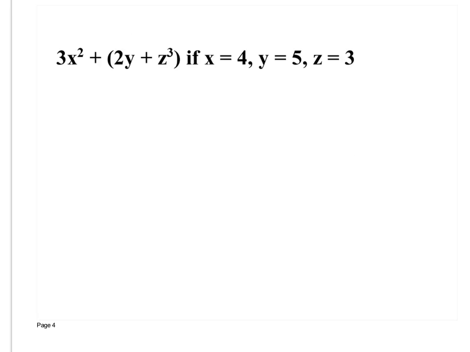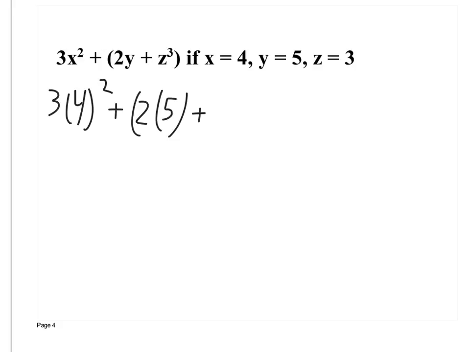When you see a problem like this, they give you variables, but they tell you what those variables are. So the first thing I do is I replace all the variables with their number. So that's 4 goes in for X. 5 goes in for Y. And 3 goes in for Z. I make sure it's written just exactly as how I saw it. Then I go through order operations.